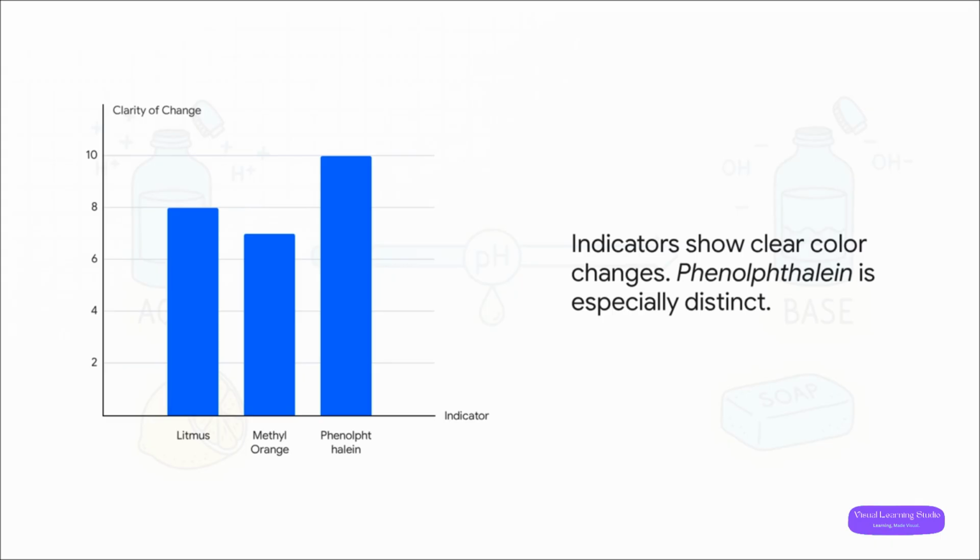So litmus fits our model perfectly. It turns red in acid and blue in base. Check. Methyl orange also fits. It's red in the acid zone and yellow in the neutral or base zone. And then you get an interesting one like phenolphthalein. It's totally colorless in acids, but turns this amazing, vibrant pink in bases.